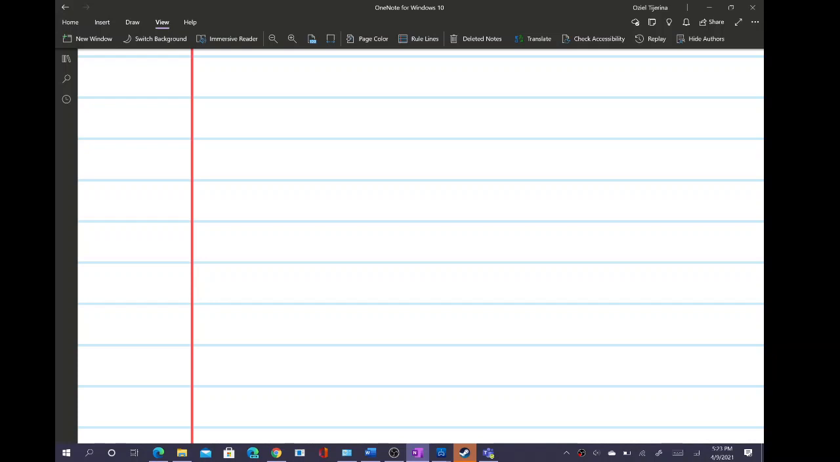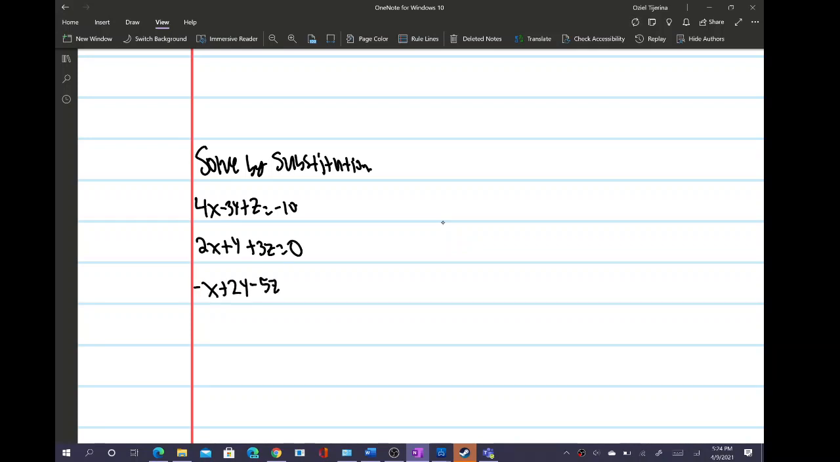So we can go ahead and do one that is by substitution if we wanted to. So, solve by substitution, right? 4x minus 3y plus z equals negative 10. 2x plus y plus 3z equals 0. Negative x plus 2y minus 5z equals 17.